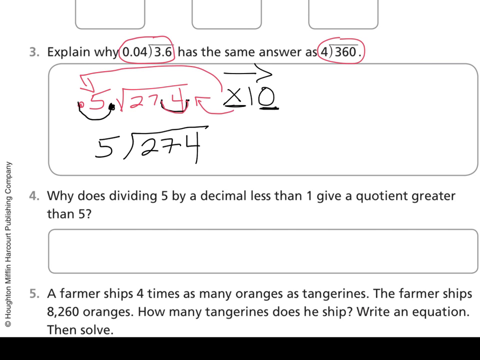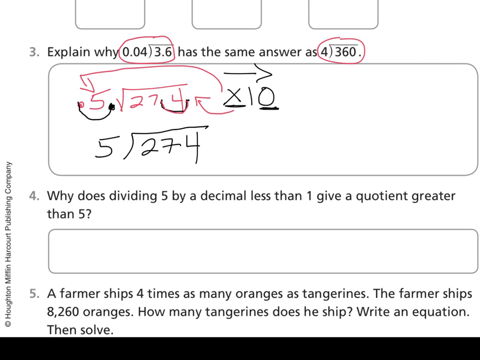So in the problem that I'm showing you here, what we basically did was multiply both the inside and the outside number, both the divisor and the dividend, by the same number, 10. Therefore, we kept the problem equivalent. It's balanced. It's really the same problem. As long as we do the same thing to the inside as the outside, it's the same problem.